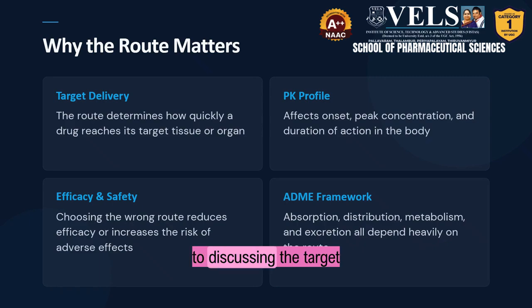The first thing is target delivery. The route determines how quickly a drug reaches its target tissue or organ. For example, salbutamol administered by inhalation directly reaches the respiratory tract and produces bronchodilation with a relatively rapid onset. The next is the PK profile. It affects onset, peak concentration and duration of action.